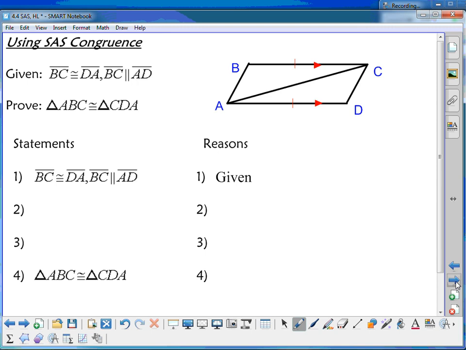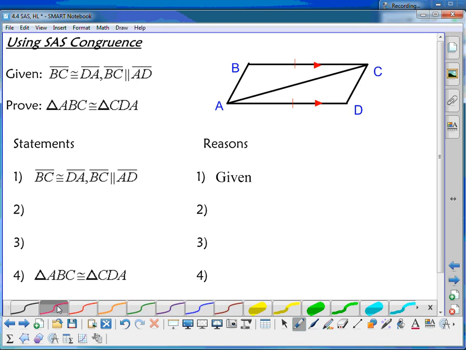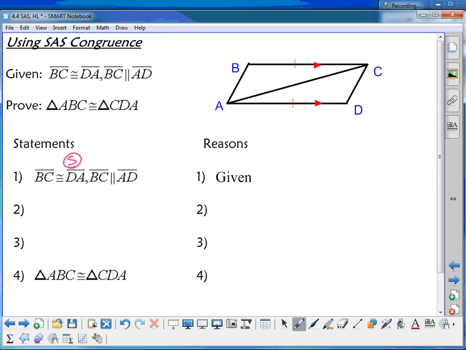Okay, so we're going to use side angle side in a proof. We're given that segment BC is congruent to segment DA, and we're given that segment BC is parallel to segment AD. And we're going to prove that triangle ABC is congruent to triangle CDA. They've already given us one side that's congruent, BC congruent to DA. And so I need to show another angle is congruent and another side is congruent.